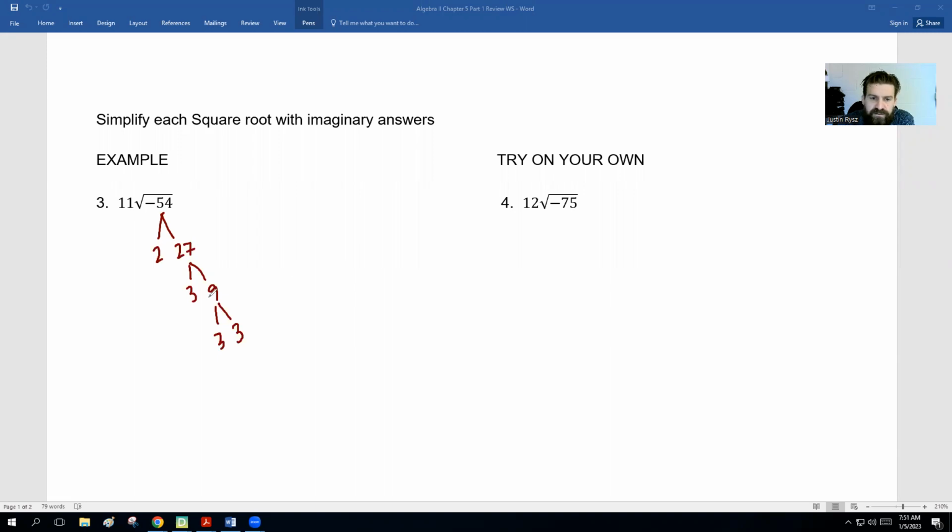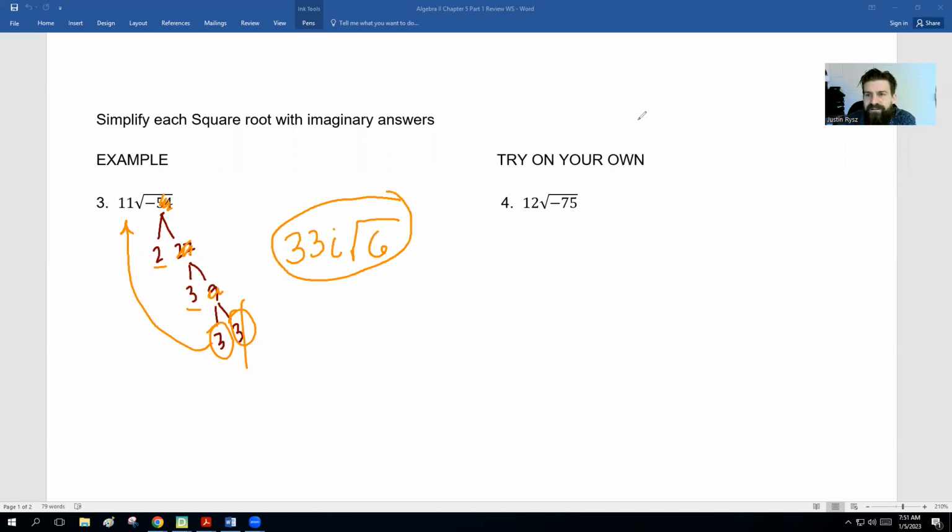Okay, so we look at this here. I'm just going to cross these out because we broke them down. All right, we have a pair of 3s. It can go outside with the 11. So 3 times 11 is 33. But what we're going to do here is say 33i because there's a negative inside the square root. And then we say what's left over in the radical. This 2 and that 3 did not have partners, so they just multiply together inside. And there's the answer, 33i radical 6.